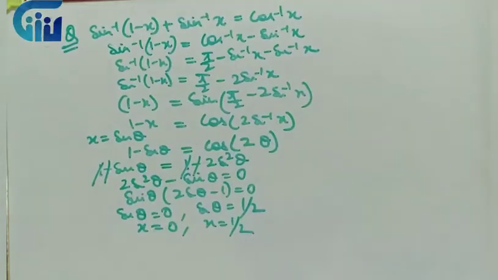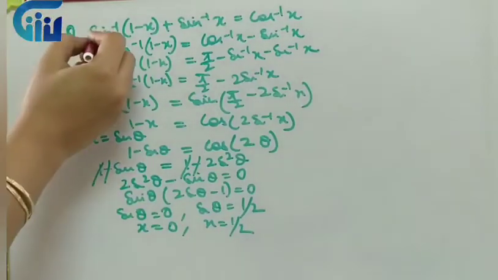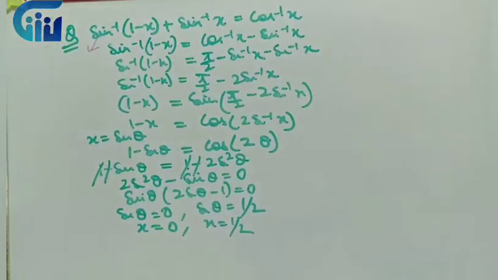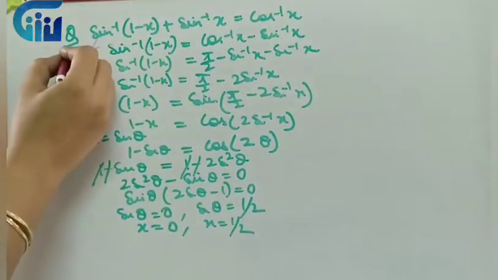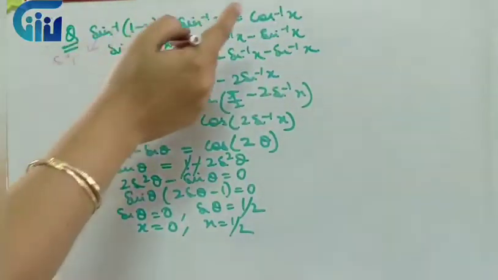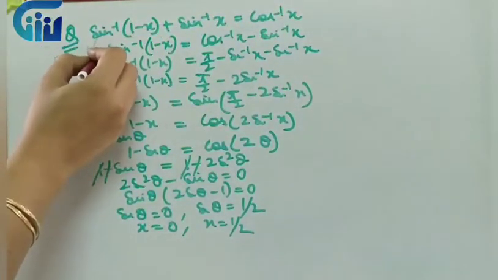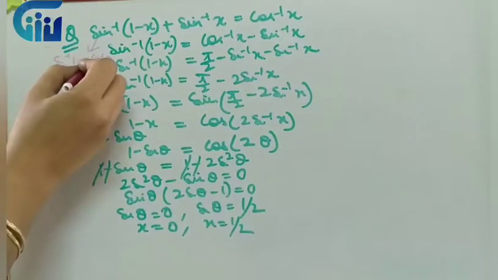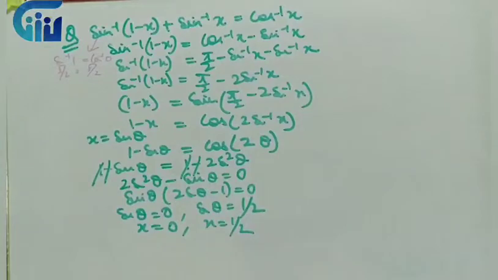Now again we will do the verification whether x is equal to 0 or half, whether both satisfy the equation or not. If any one does not satisfy, we will say the other one is the solution, or if both satisfy, we will say both are the solution. Let's quickly check. If I put x as 0 over here, this will be sin inverse 1, and this will be cos inverse 0. Sin inverse 1 is pi by 2, cos inverse 0 is also pi by 2, hence both the sides are equal, so it means x is equal to 0 is the solution.